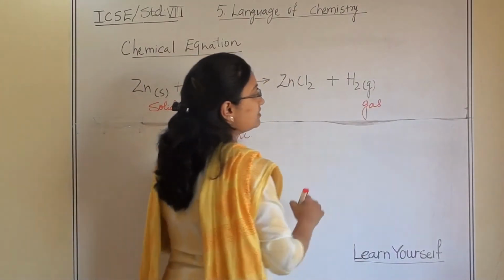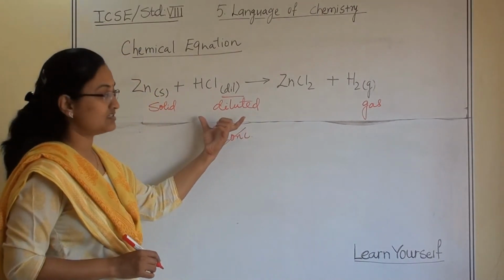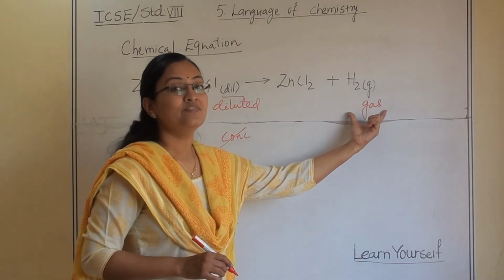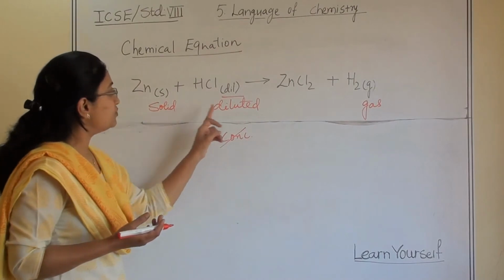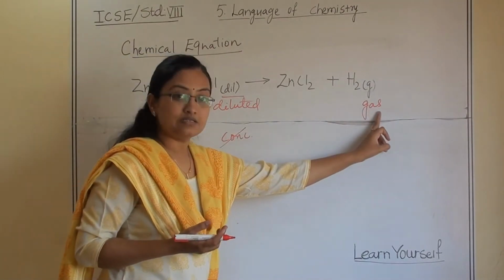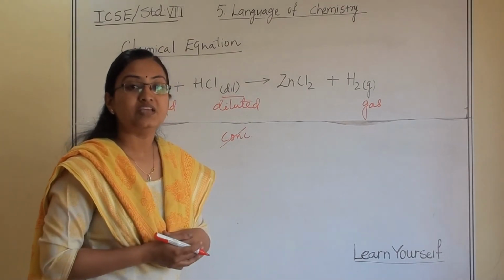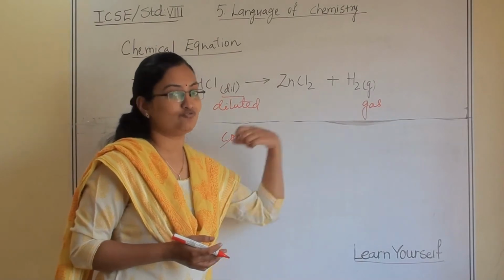G means gas. So when these two react, we get zinc chloride, and hydrogen we are getting in the form of gas. This helps us understand in which form we are taking all the ingredients and in which form we are getting the products.